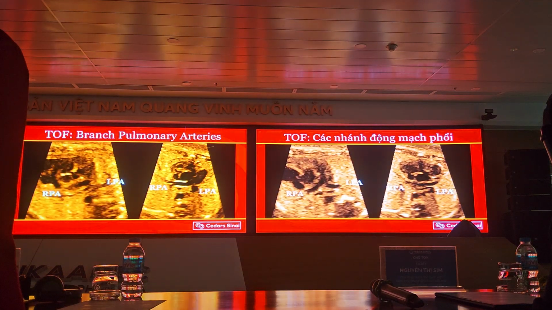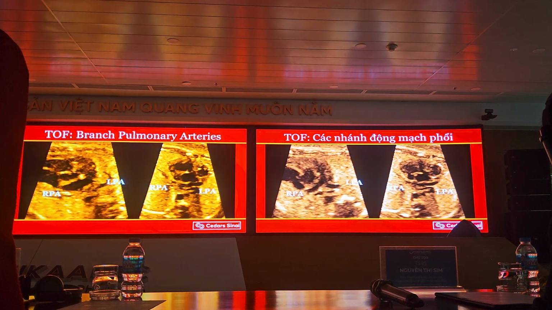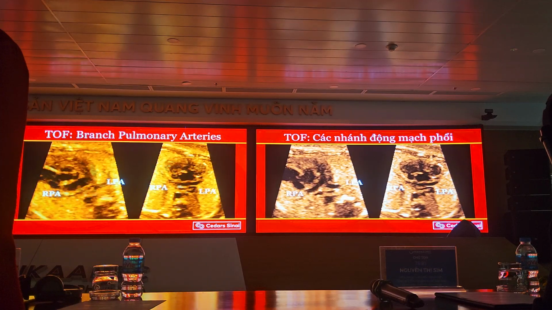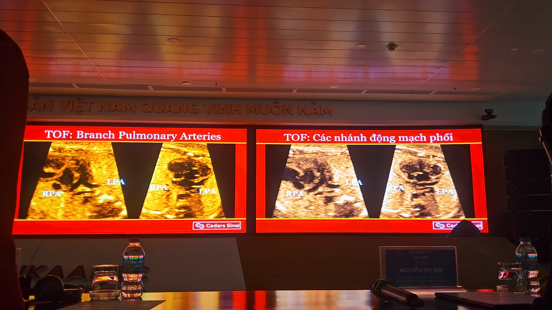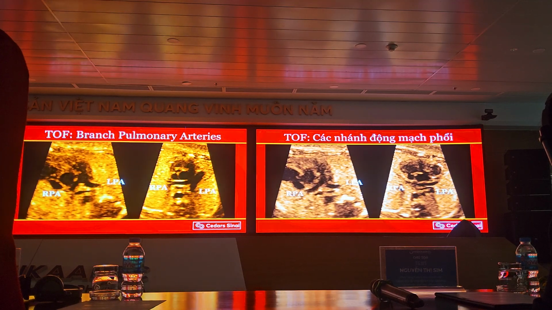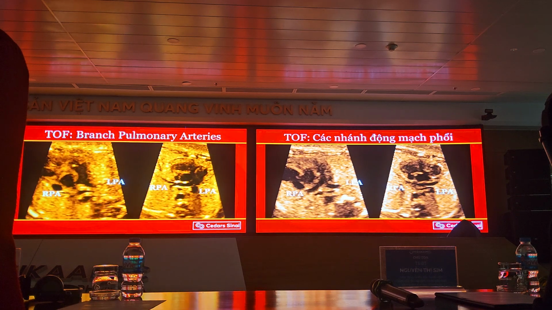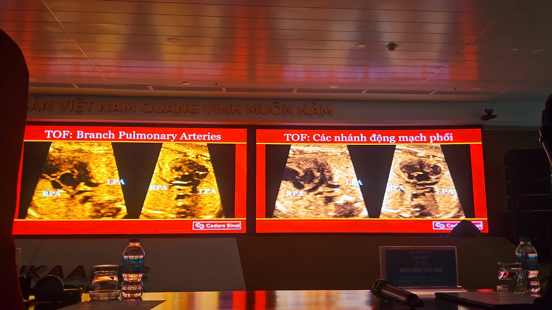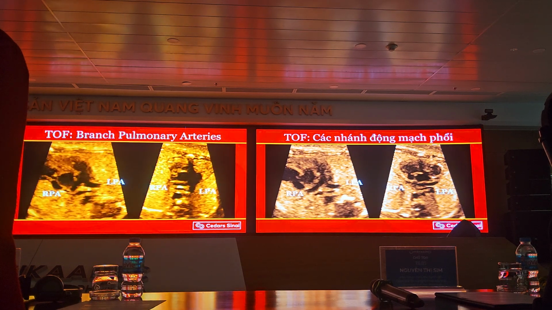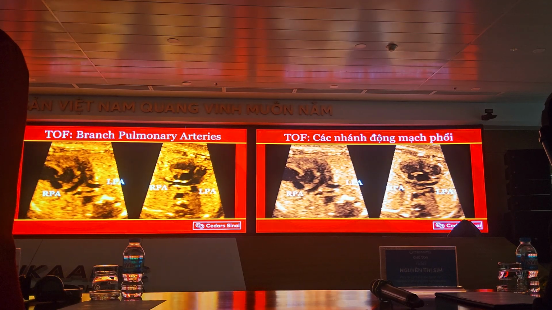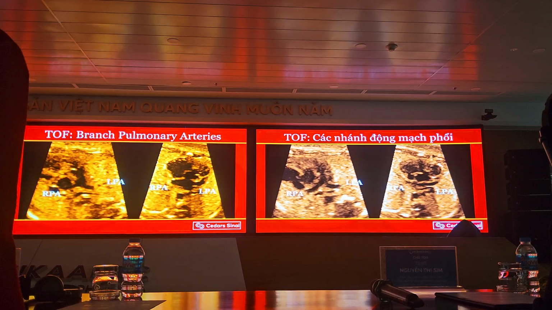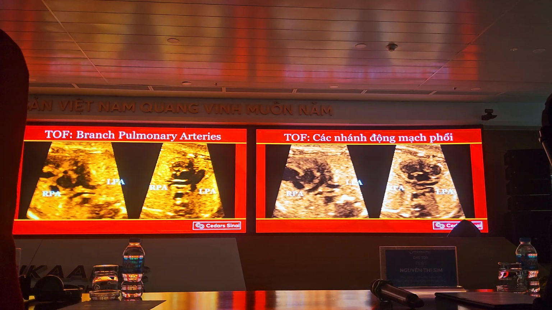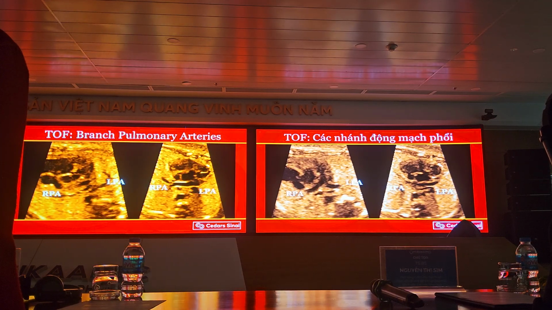So here's looking at the branch pulmonary arteries, the right and the left. You can see here the right pulmonary artery is bifurcating. You can see that out in the lung. So you can get nice measurements of the pulmonary valve and the main, left, and right pulmonary arteries and get Z-scores of all of them to help prognosticate how small they are. Will they require a lot of intervention, surgery? Will they require stenting?